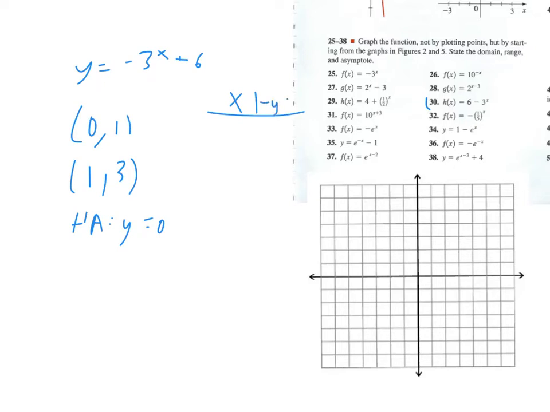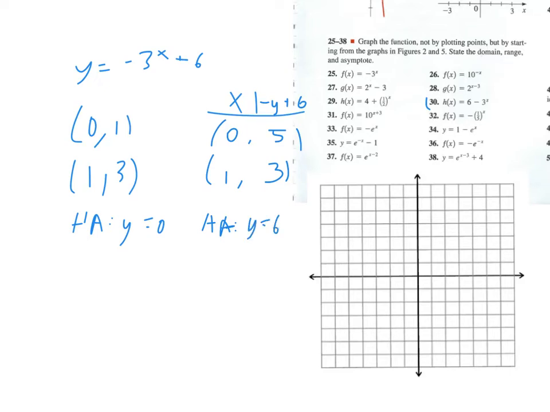So I'm going to say negative y plus 6. I have to make it negative because of that negative out front. And then I have to add 6. So that's why I like it in this other order. So my x values will stay the same. But my y values, I'm going to make them negative and then add 6. So negative 1 plus 6 is 5. Negative 3 plus 6 is 3. And my horizontal asymptote needs to apply the y transformations, so negative 0 plus 6, which is y equals 6.